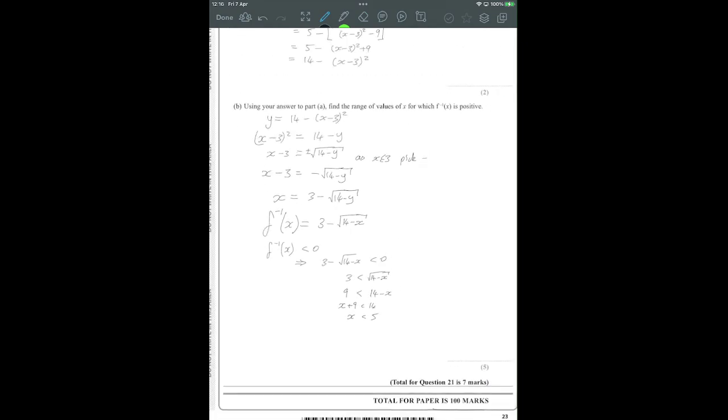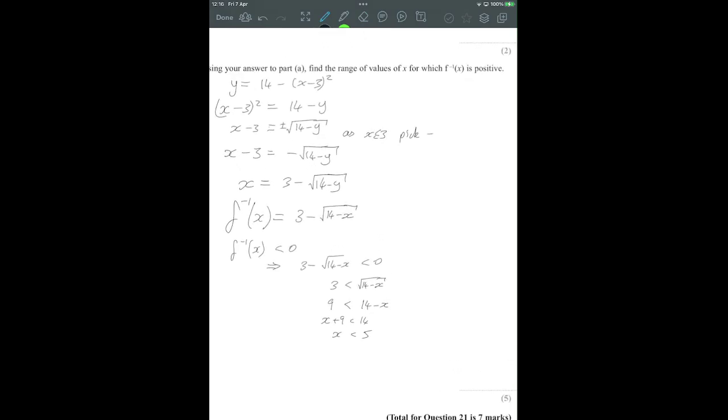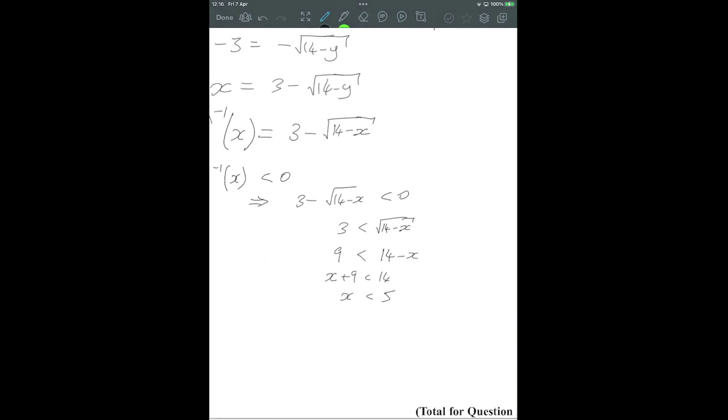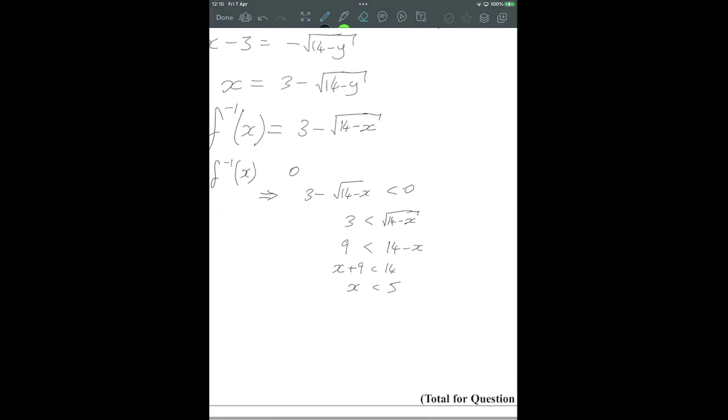And I've now just reread the question and realised it said where f inverse is positive, not negative. So let's change some signs. It might be as simple as just changing all these signs over, but I'm going to think carefully about it. F inverse is positive, so that thing is positive. So 3 is greater than. Squaring both sides is still greater than. Moving x over is still greater than. So x is greater than 5.